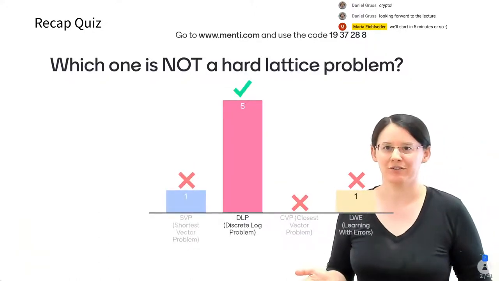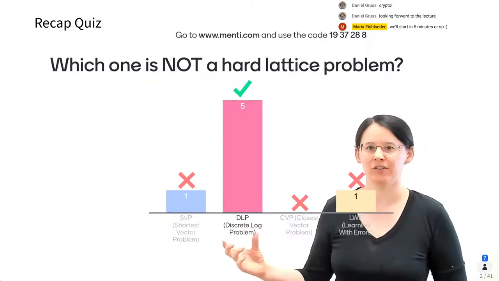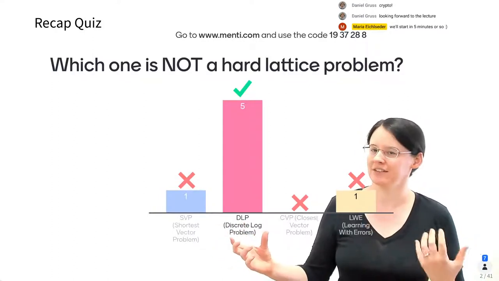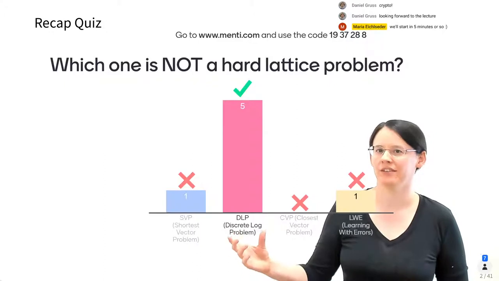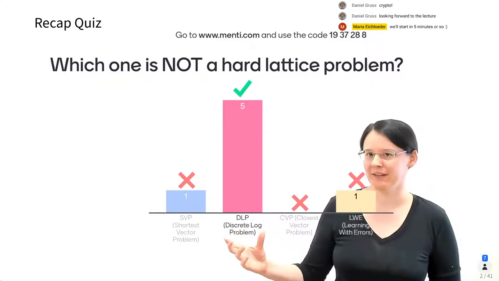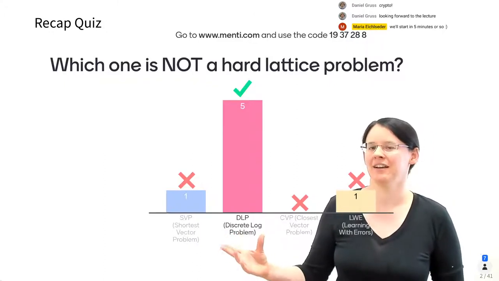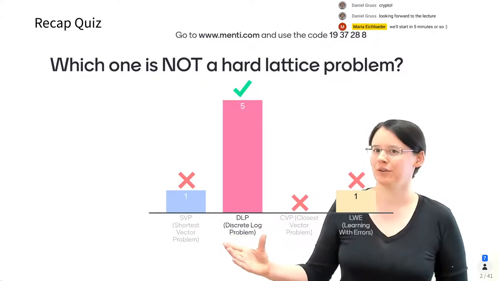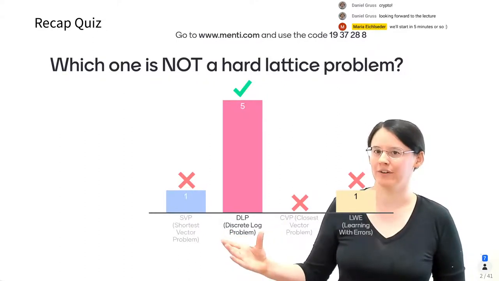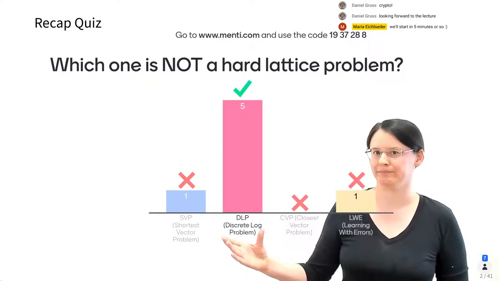Okay, most of you got it right. So indeed, the discrete logarithm problem is a complexity theoretic hard problem, but not a lattice problem. And one of the biggest and most important differences is that for lattice problems, we do not know fast quantum algorithms. For the discrete log problem, we do.